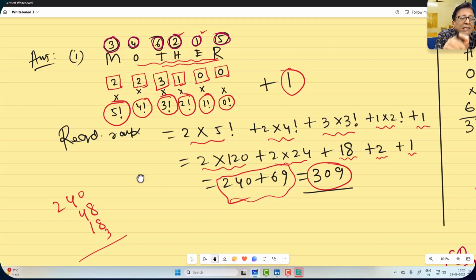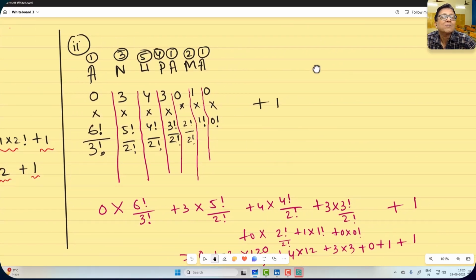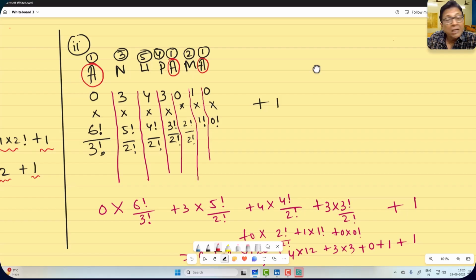Giving rank to each letter individually, then finding the rank of the given word. Then do it for Anupama. Repetitions. Which one's repeated? A is repeated first. Only one letter is repeated thrice in Anupama. But maybe other letters are also repeated, like Bahubali can be. But the method will be the same.